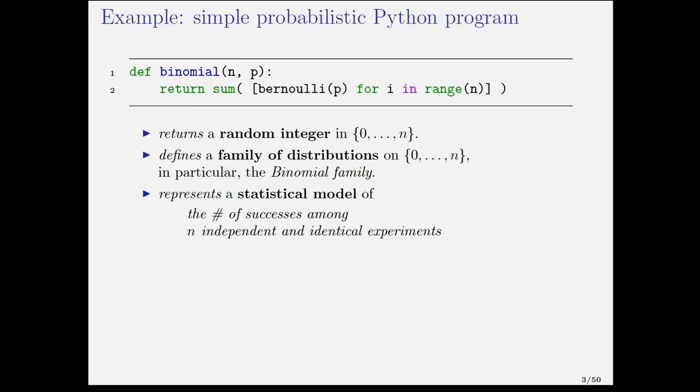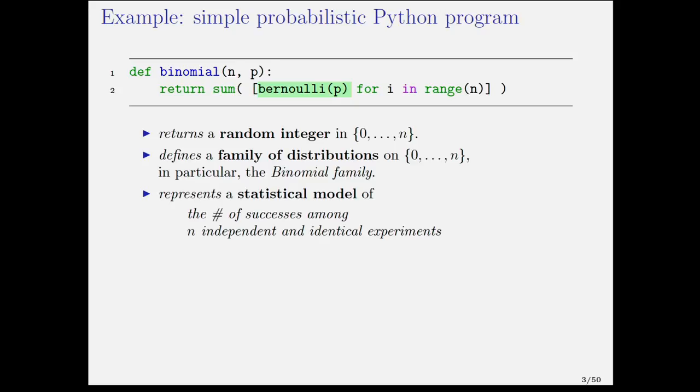So here's a very simple Python program. It takes two inputs, N and P, and it calls this procedure Bernoulli, which I'll just tell you right now. When you call it with a real number between 0 and 1, that generates a 0 or 1, a 1 with probability P. So formally, I might talk about flipping a coin with bias P.